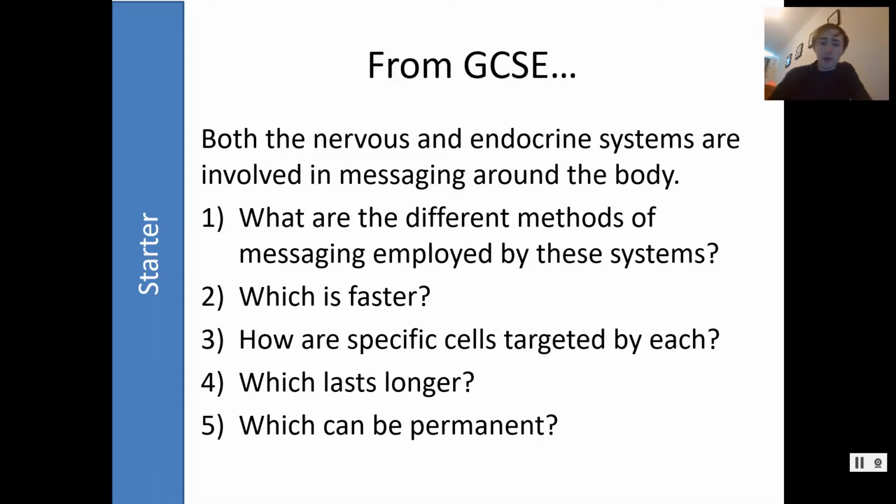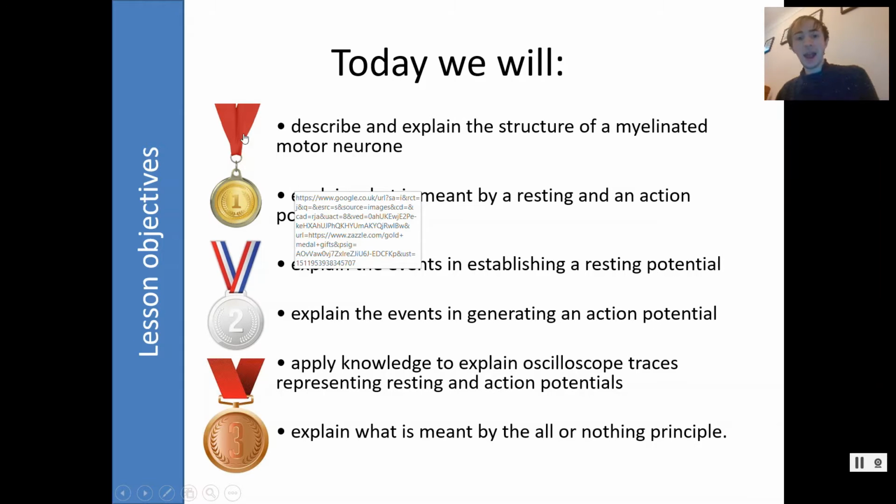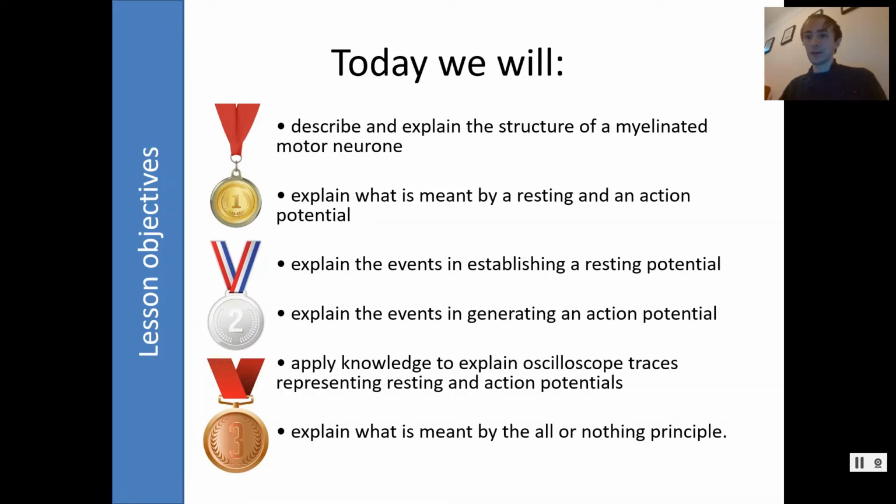Which last longer and which can be permanent? I realise are very similar questions. Hormones last an enormous amount longer and can have permanent effects, which the nervous system just doesn't have. So having understood that, and particularly number 3, how we're actually targeting the cells, then we're going to move on to some more A-level stuff. And basically what we want to know from today is how nerves maintain their steady resting state and why that's important. I'm going to start off by talking about the structure of a neuron.